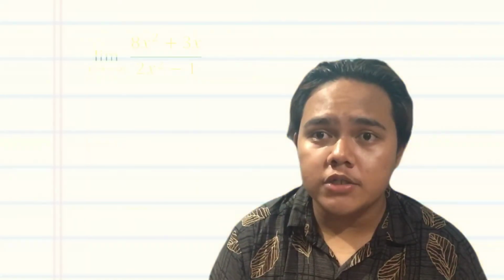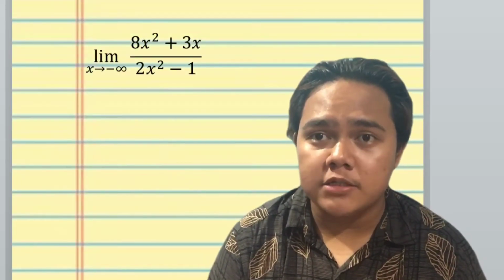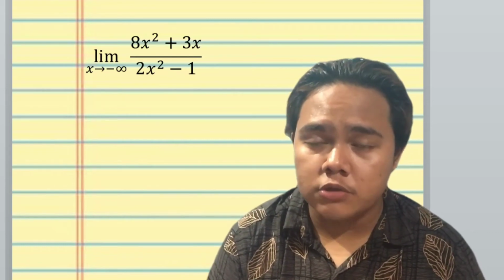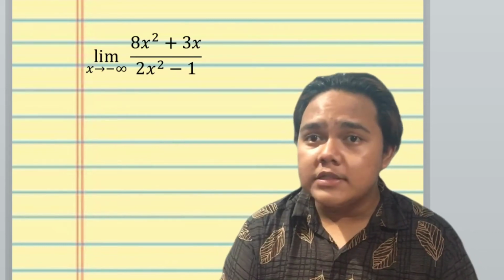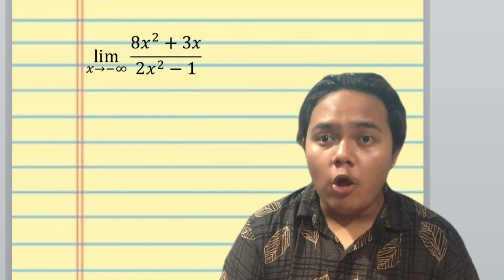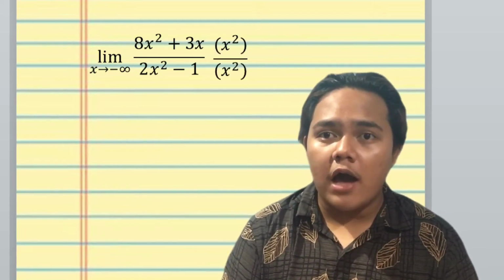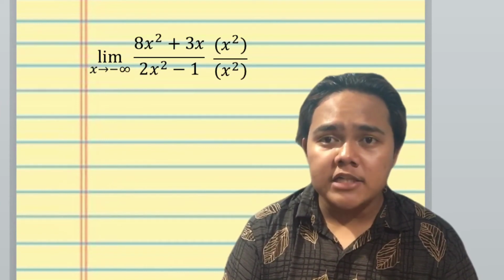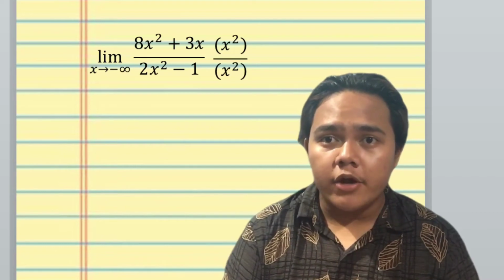The first equation is the limit of (8x squared plus 3x) over (2x squared minus 1) as x approaches negative infinity. So class, sa tingin nyo, anong condition ito? Tama, ito ang first condition, which is yung gagamitin natin pang factor is yung x squared, dahil yun ang highest exponent na nasa numerator and denominator.